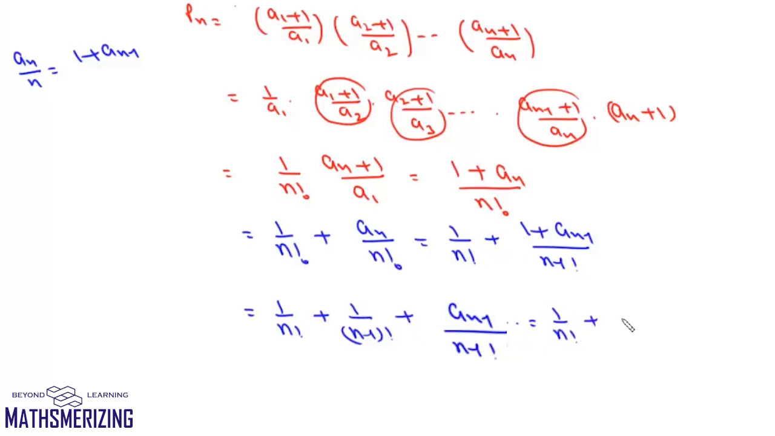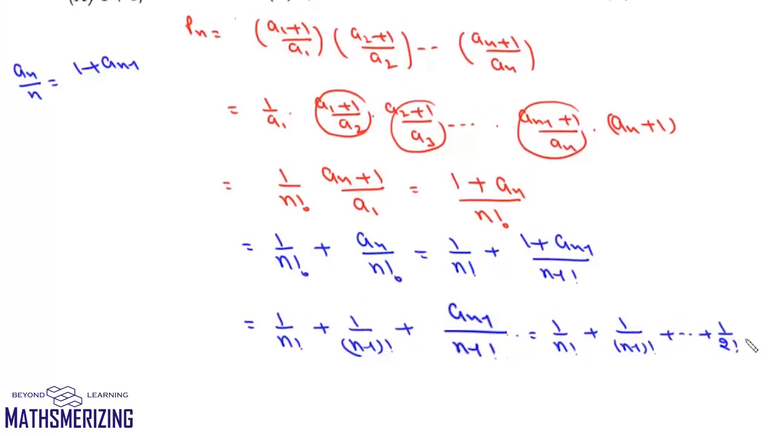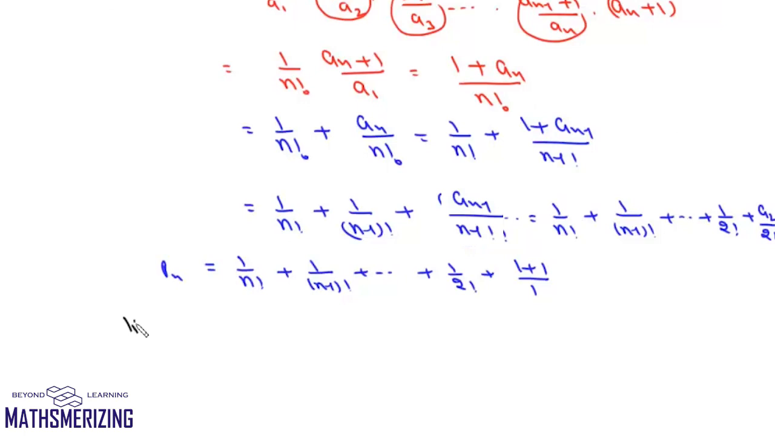Now if we continue in the same fashion, in the end we'll get 1 upon factorial n plus 1 upon factorial n minus 1 plus a2 upon factorial 2. We can also write this as 1 upon factorial n plus 1 upon factorial n minus 1, 1 upon factorial 2 plus, now a2 upon 2 is 1 plus a1 and a1 is 1. So it will be 1 plus 1 upon 1. So that's your Pn.